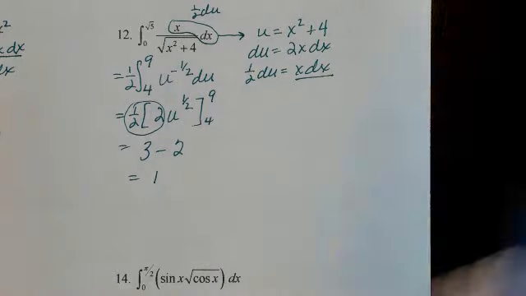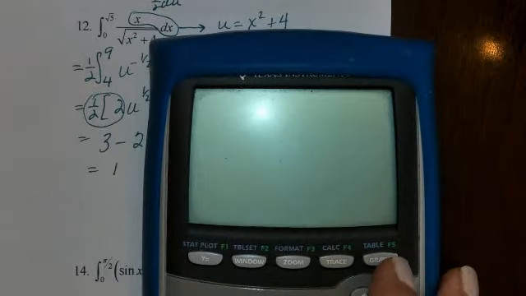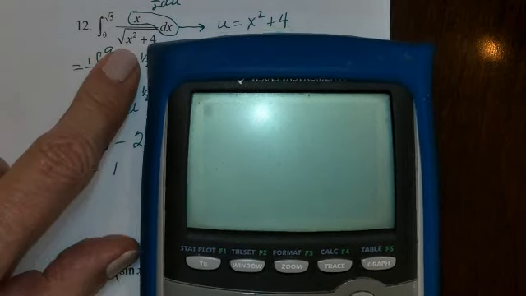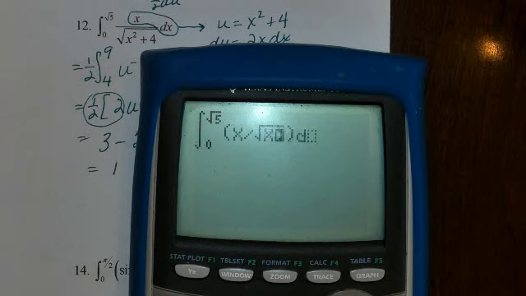And remember, you guys, with every one of these, how can you check yourselves if you don't want to go and look at my solutions? If you want to check yourselves, you can go and use Math 9, right? Integral from 0 to square root 5 of x divided by square root of x squared plus 4 dx. 1.